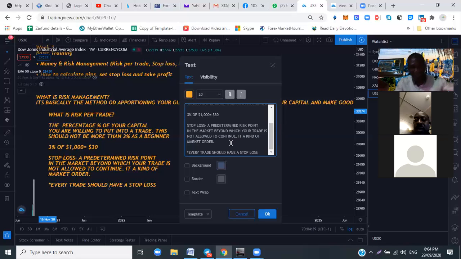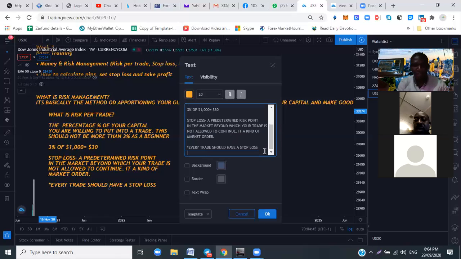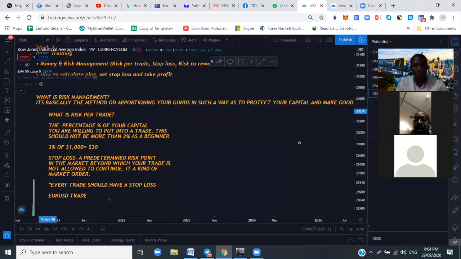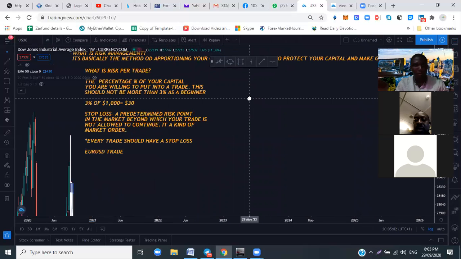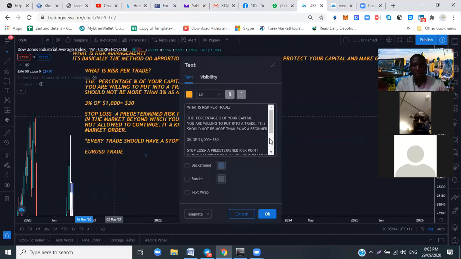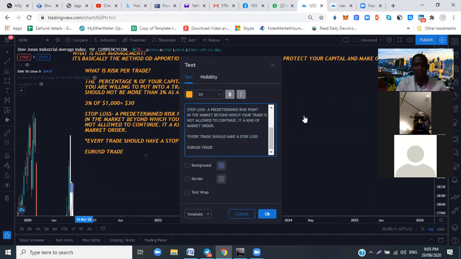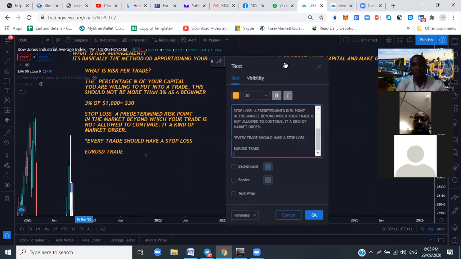So when you set a trade, you pick a trade. Let's say the trade is for Euro USD. Let's say you pick a Euro USD trade, and then you want to place this trade, and then you have determined your stop loss. Now, later on, we are going to discuss exactly how you determine your stop loss.